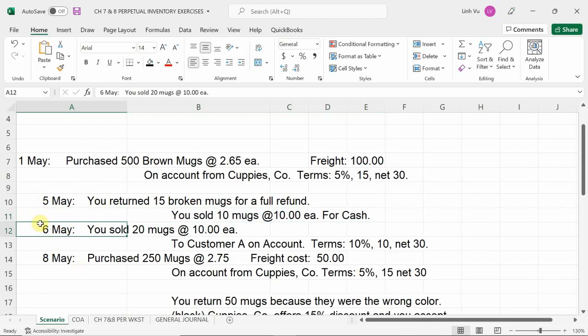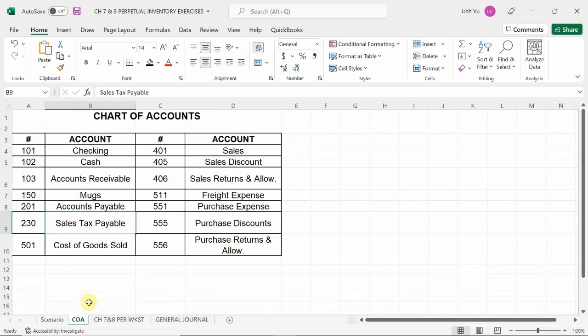All right, so then on May 6th, you end up selling 20 mugs at $10 each to customer A on an account, and you gave them terms of 10/10, net 30. Okay, so chart of accounts. Since I sold to customer A on an account, that means we let them pay me later. We're going to be associating with an accounts receivable account, account number 103, accounts receivable, because they didn't pay me now, they're going to choose to pay me later.